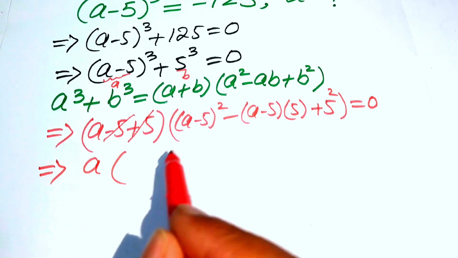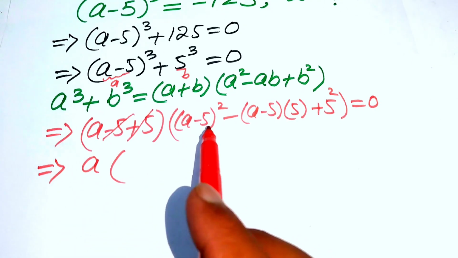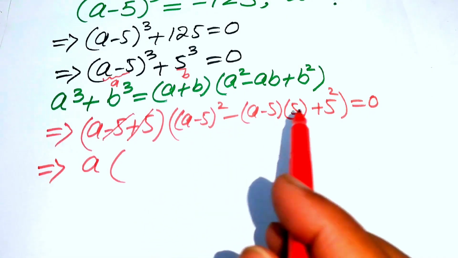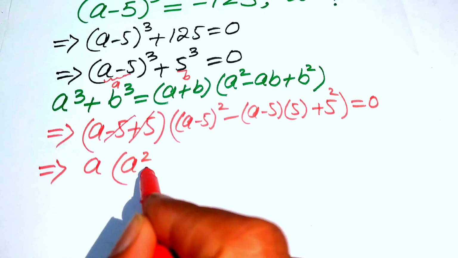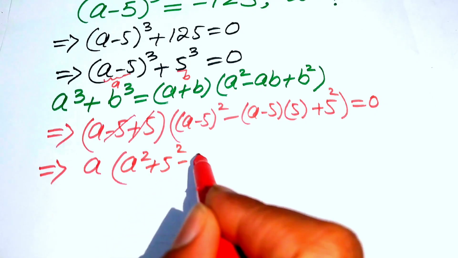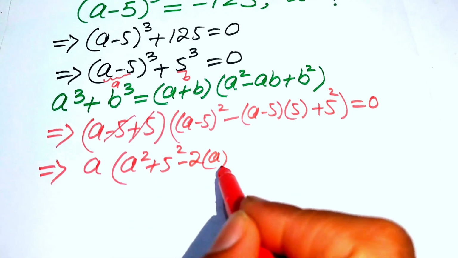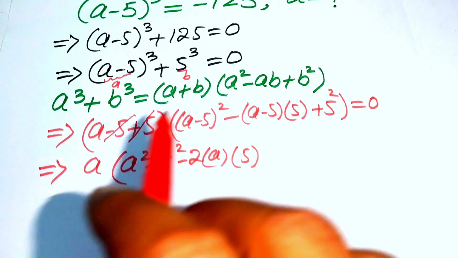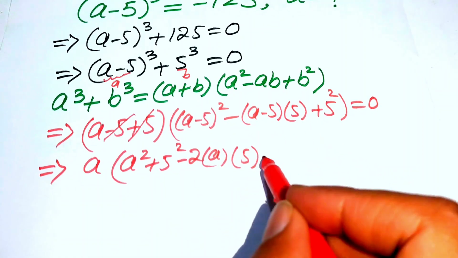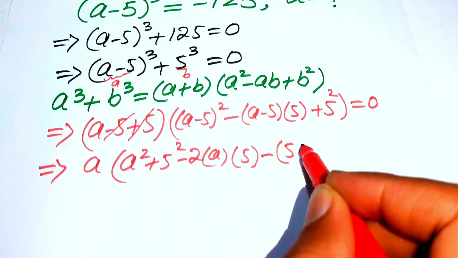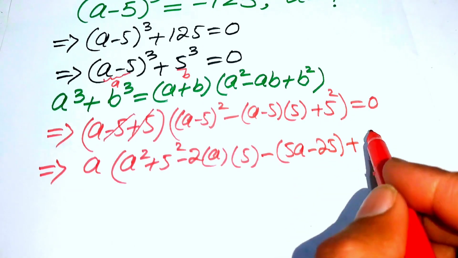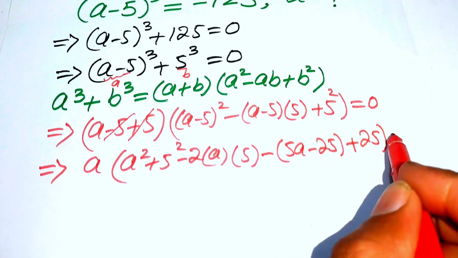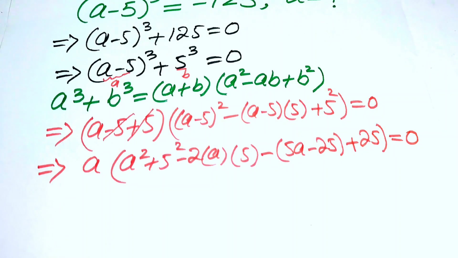Here you see that the positive and negative terms cancel each other, and we get a times, and we open the square of this term and simplify all the other terms, and we get a^2 + 5^2 - 2 times a times 5, and we multiply this 5 on these two terms and we get 5a - 25, and here we have 5^2 equals 25, and this whole equation equals 0.